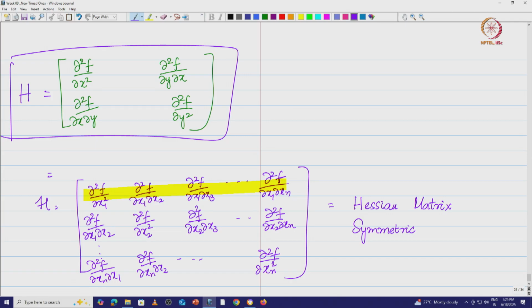What do we mean by symmetric? We say that ∂²f/∂xi∂xj is equal to ∂²f/∂xj∂xi, right. And this property is satisfied by most continuous functions.